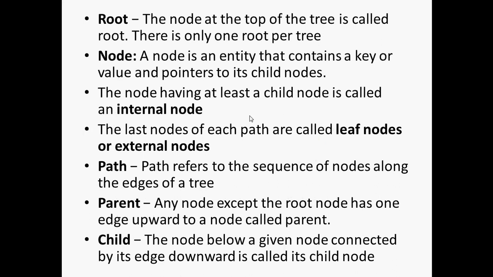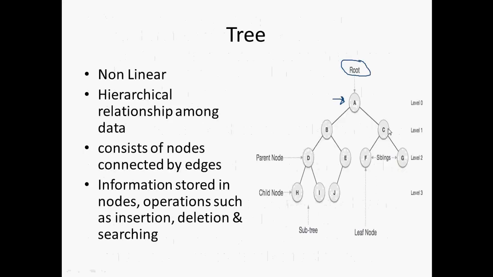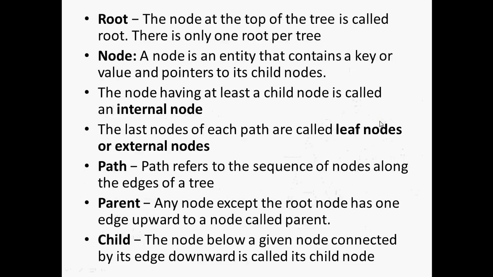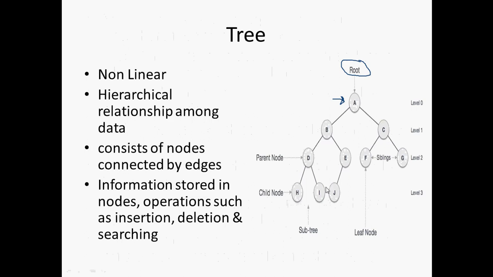So what is an internal node? A node having at least one child node is called an internal node. You can see here node B and node C are the internal nodes because they have at least one child. The last node of each path is called a leaf node or external node. In this diagram you can see nodes I, J, H are the external nodes. They don't have any child, and they are at the leaf. They are also called leaf nodes. F is also a leaf node.